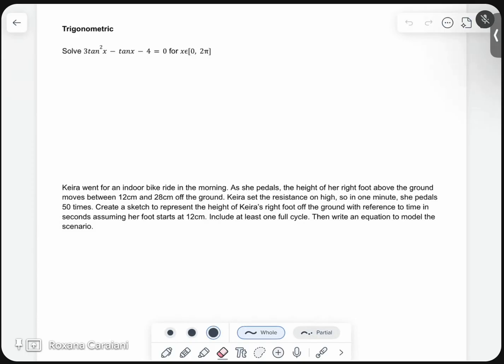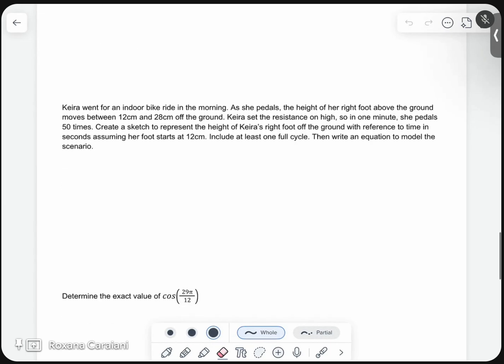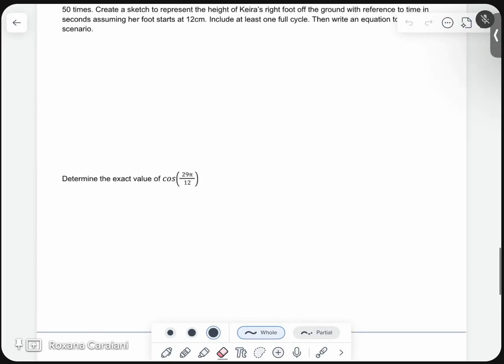Now, we have solved a variety of styles of equations for trig. Some of them have a linear feel to them, some of them quadratic, some of them involve identities. So I'm just doing one as a little refresher. Then I have a word problem, a periodic modeling word problem, and then I have an exact value question.